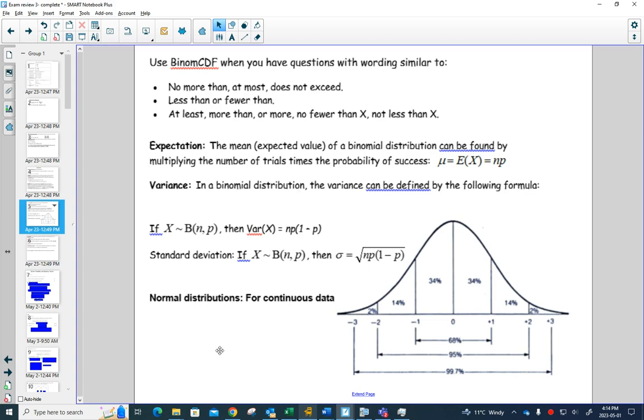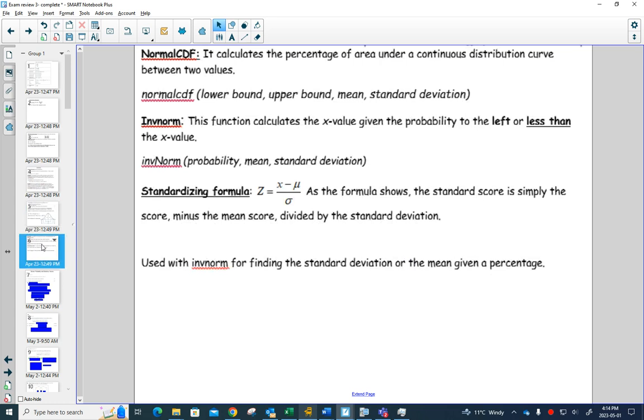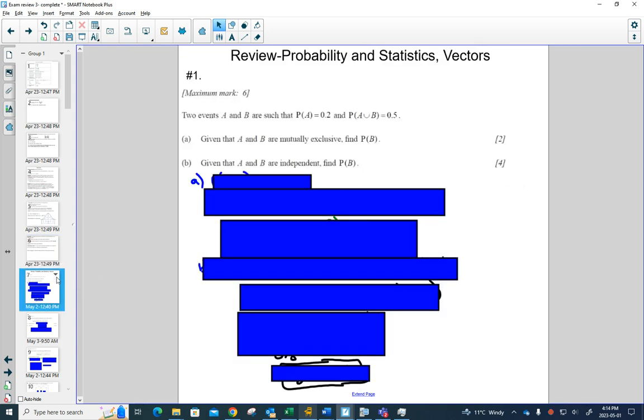And here we have our normal distribution. Buttons you'll need are normal CDF and inverse norm, and also sometimes you need to use inverse norm with the Z-score formula. Okay, so with that, here we go. Okay, let's start.